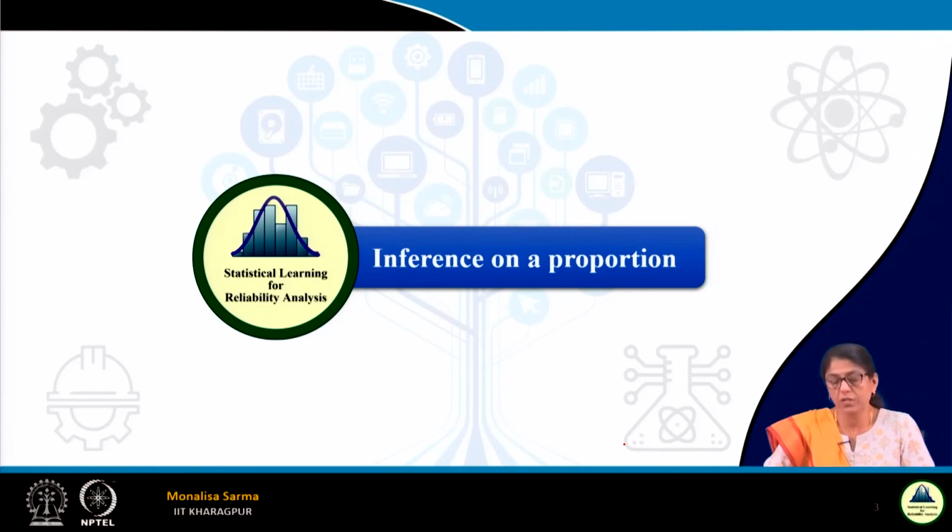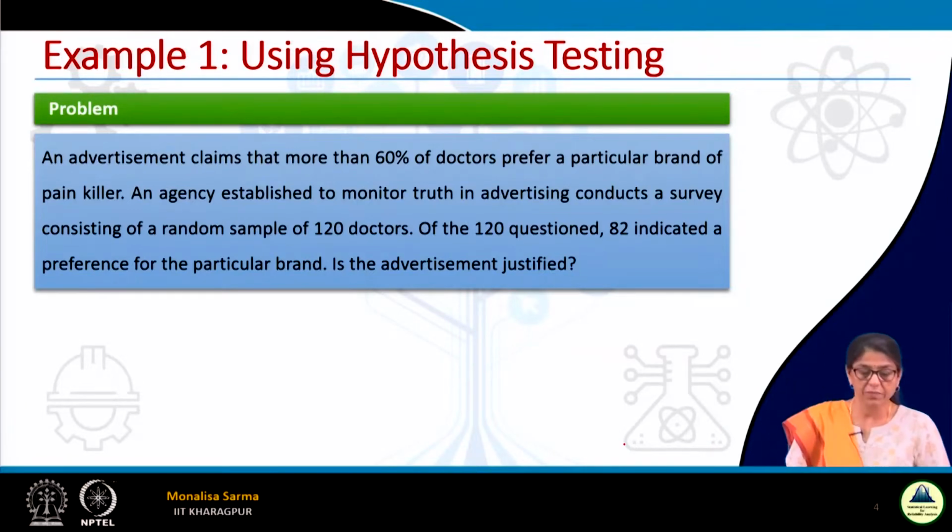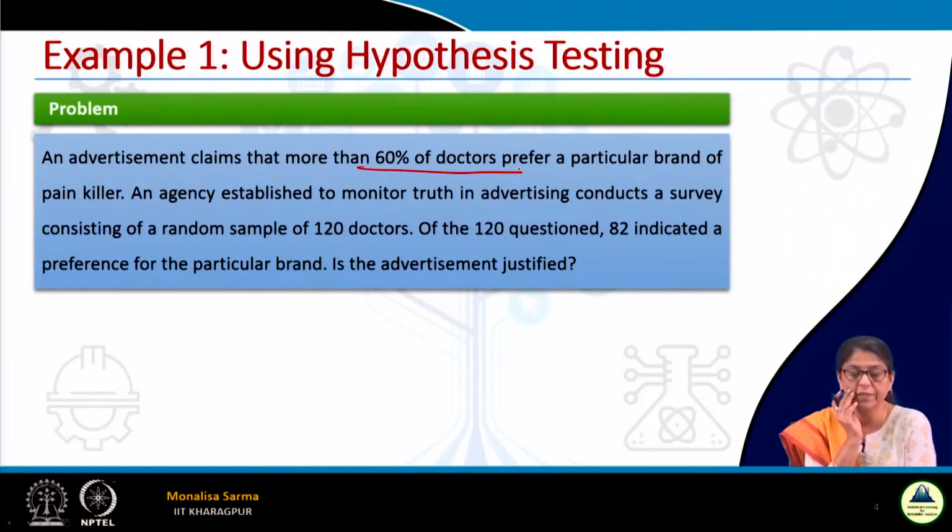Now, first, inference on a proportion. We will start with an example. This example is a good way to understand that concept. In this example, an advertisement claims more than 60% of doctors prefer a particular brand of painkiller. More than 60%, that is talking about the population, the whole population as a whole. It is saying that more than 60% of the doctors prefer a particular brand.